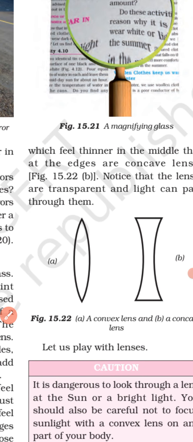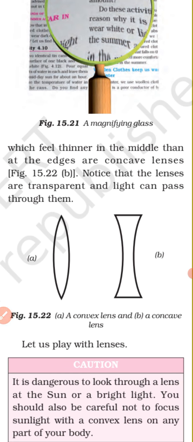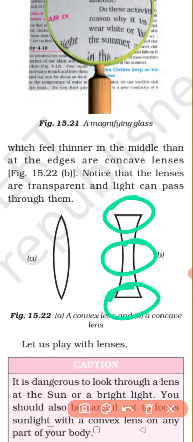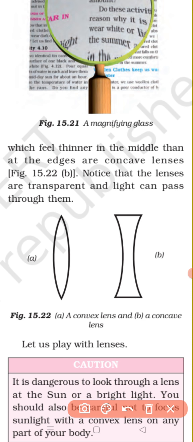Those lenses which are thinner in the middle than at the edges are concave lenses. Thinner in the middle, thicker at the edges. This is how you draw a concave lens. You can find concave lenses basically in spectacles. People who have a defect in looking at far objects use concave lenses.